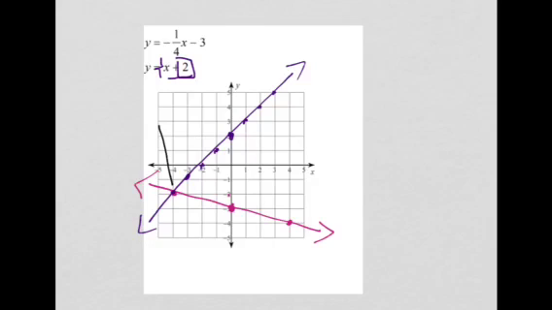Again, we are looking for that point there. So I should have an x and a y. My x value is a negative 4. My y value is a negative 2. We're going to do one more, and then the rest will be for you to do.